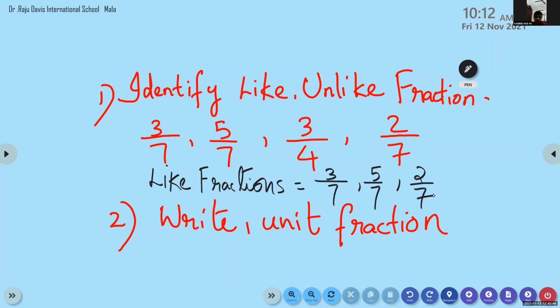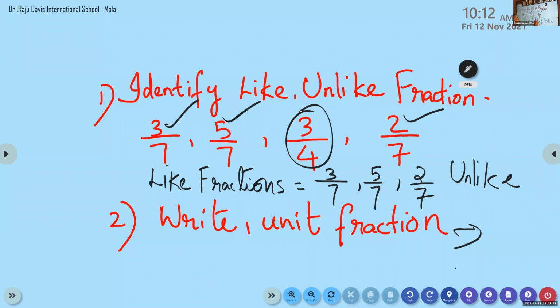7. Okay. Now, Niran, can you give me one example for unit fraction? So children, here unlike we have only one. We have written 3 by 7, 5 by 7 and 2 by 7. So which is here? 3 by 4 only is the unlike fraction. Yes, Niran, can you give me an example for unit fraction? Yes, Eric, give me one example for unit fraction.